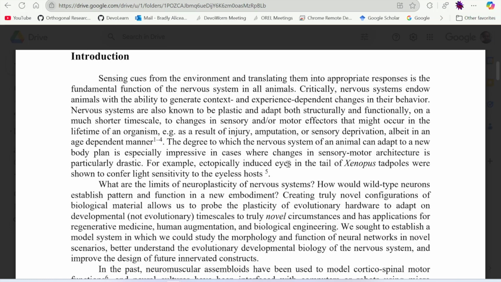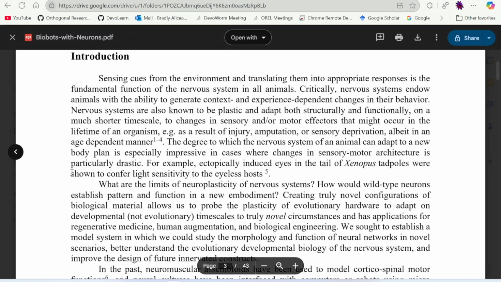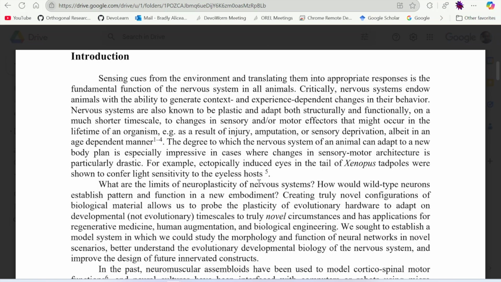So the ectopically induced eyes in the tail of Xenopus tadpoles were shown to confer light sensitivity to the eyeless hosts. So this is an example where you have these eyes induced in the tail of the Xenopus. This is not a place where you usually see eyes, but they can actually confer light sensitivity. They basically function as photoreceptors, just like photoreceptors in the eye, but they don't really give any visual input to the brain. They just give this ability to sense light.